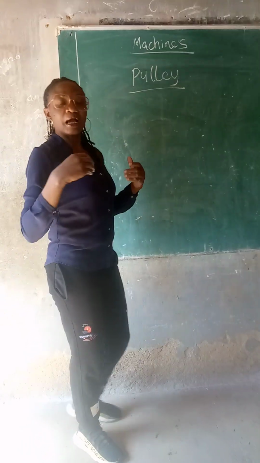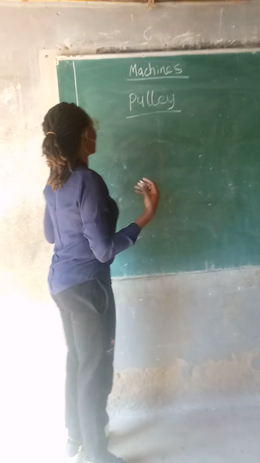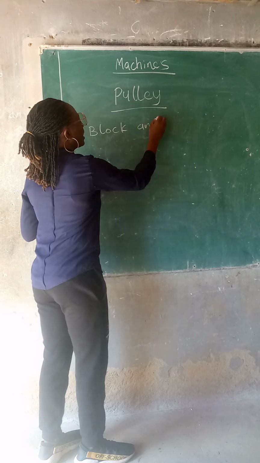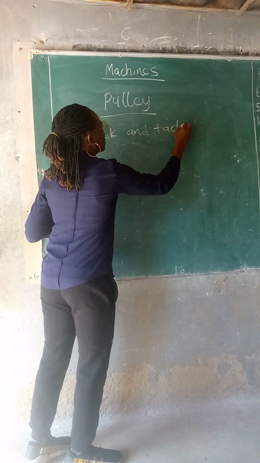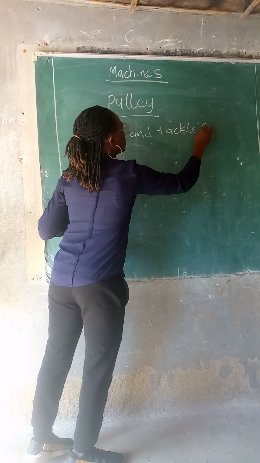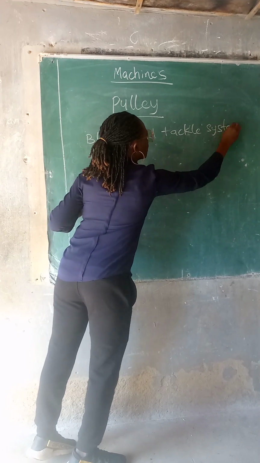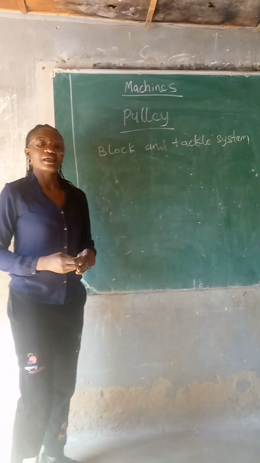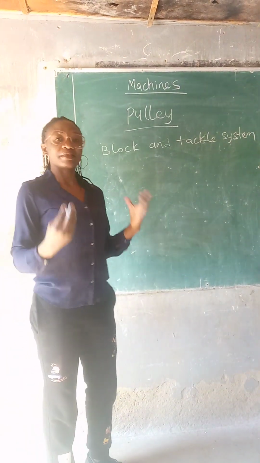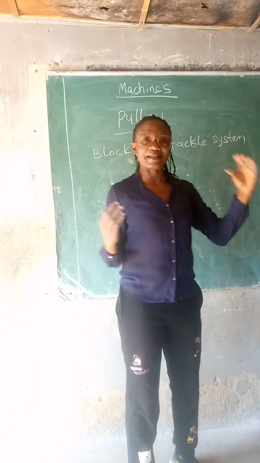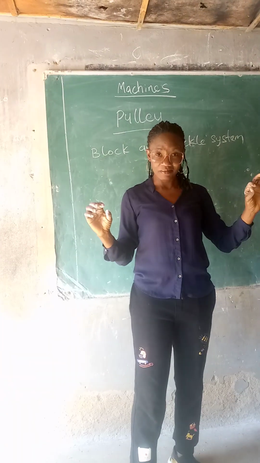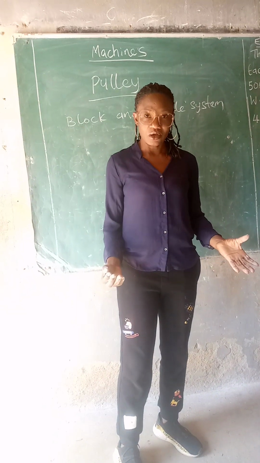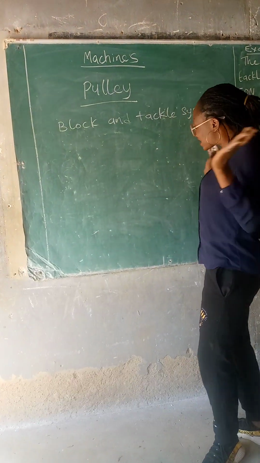Now, a pulley is also known as a block and tackle system. It's a machine that consists of a wheel and a rope that is used to change the direction of force and motion. A pulley is not more than this.